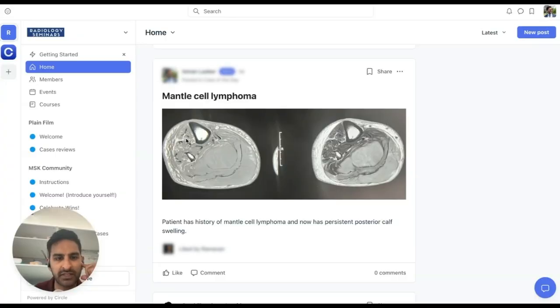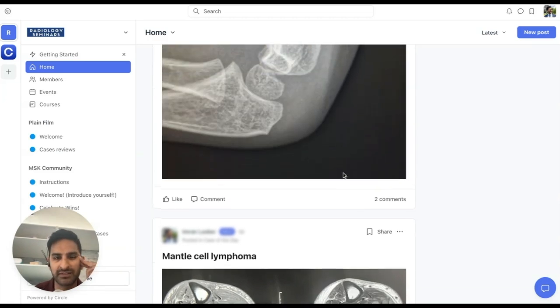This one, a person had a history of mantle cell lymphoma and now has persistent swelling of the calf, had a DVT scan, no DVT, ended up having this MRI, and you can see this diffuse infiltration of the posterior compartment, isn't it? Really horrible. So most likely going to be underlying malignancy that has gone on there.